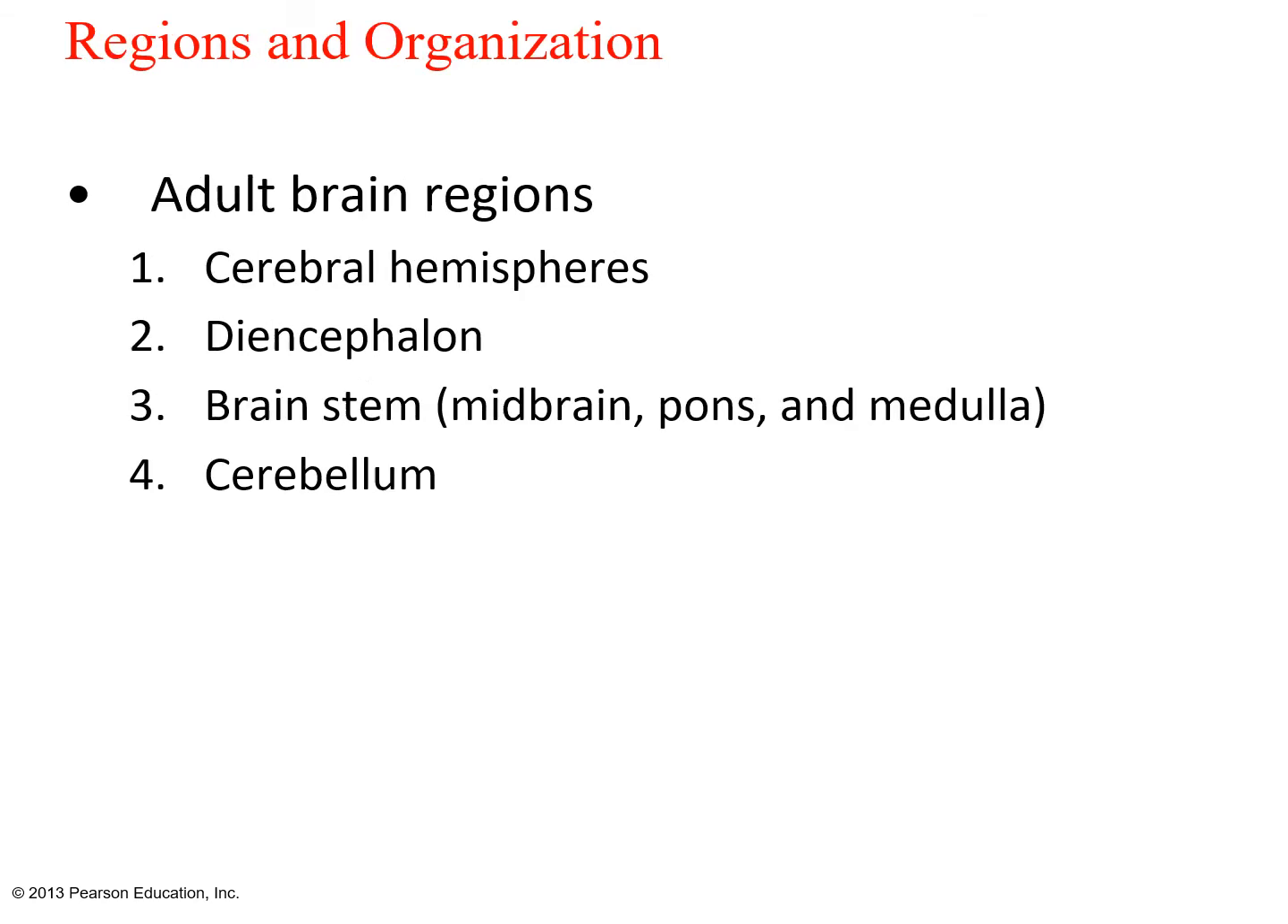There are four major adult brain regions: the cerebral hemispheres, which we'll cover in this lecture, the diencephalon, the brainstem, and the cerebellum, all three of which will be covered in the second lecture.